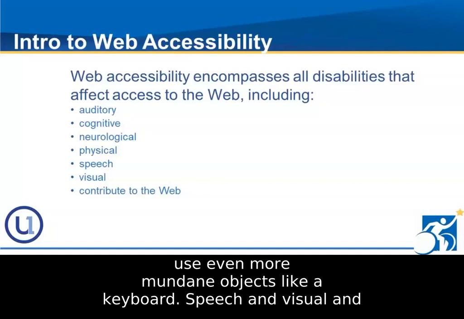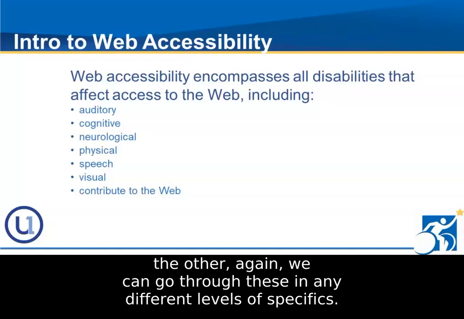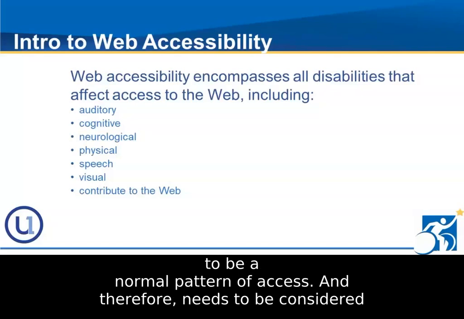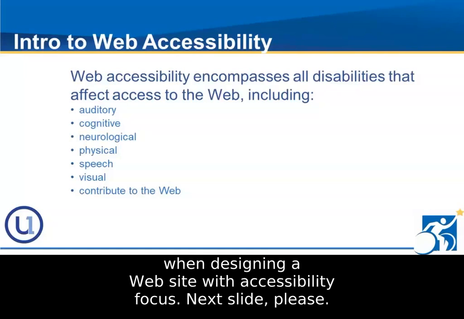Speech and visual and the others, again, we could go through these at different levels of specifics, but the idea is that all of these disabilities will impact what is considered to be a normal pattern of access and therefore need to be considered when designing a website with accessibility in focus.